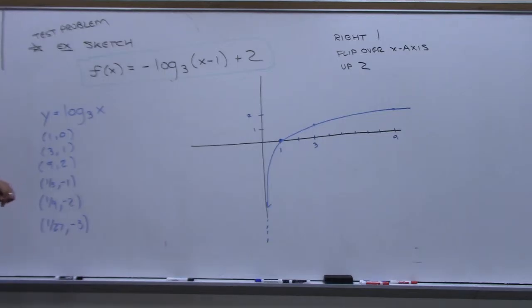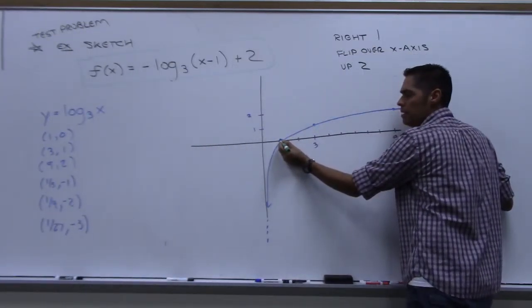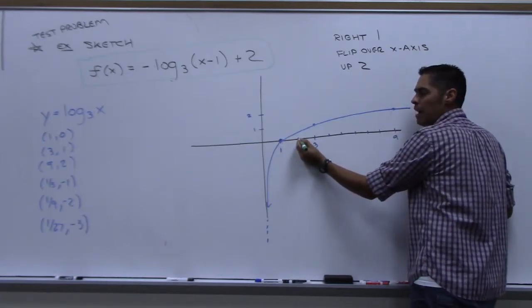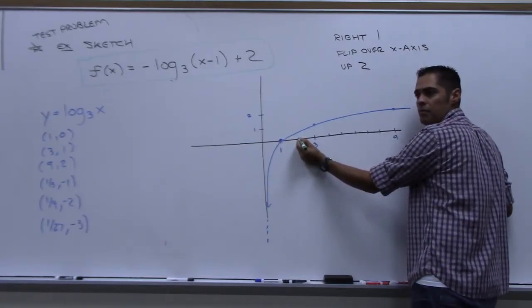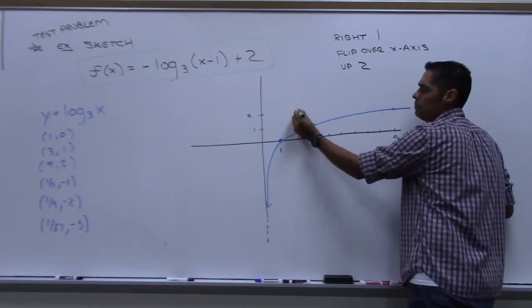So let me just pick a point here. Here's one. See that point right there? Move it to the right one. When I flip that over the x-axis, does it move? No, because it's on the x-axis. And then what? Up 2. Okay, there.